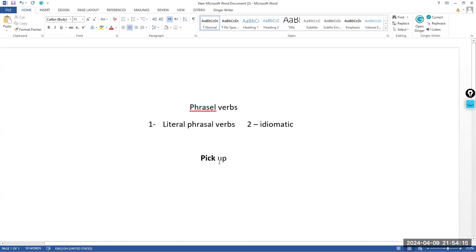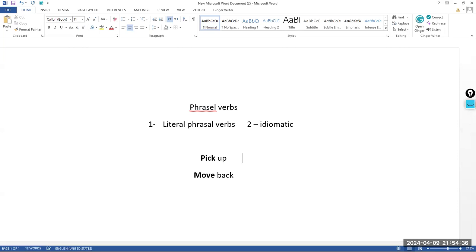Pick. Okay, for example, move back. So what is the meaning of move back? To go back. Bravo. So I knew that it means to go back from the verb, right? So when I know the meaning from the verb, guys, this is called literal phrasal verbs. But I need to be careful about idiomatic ones.